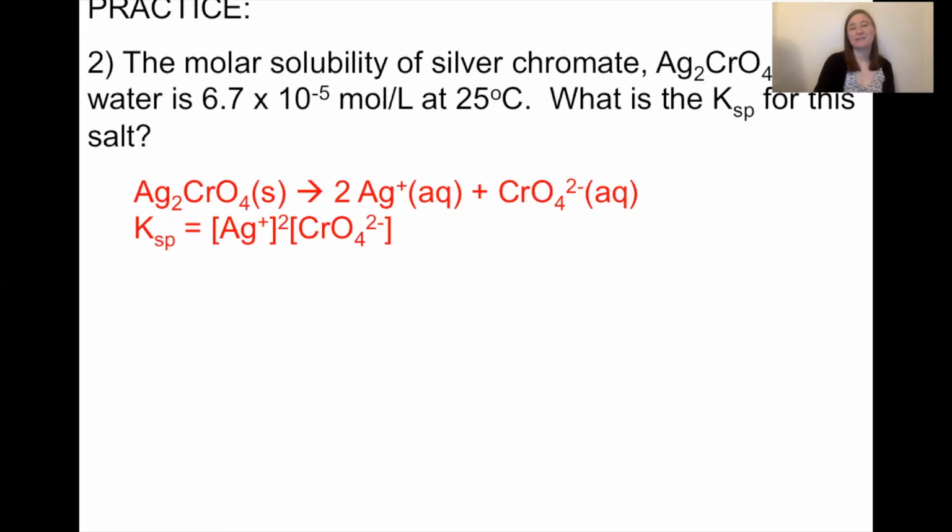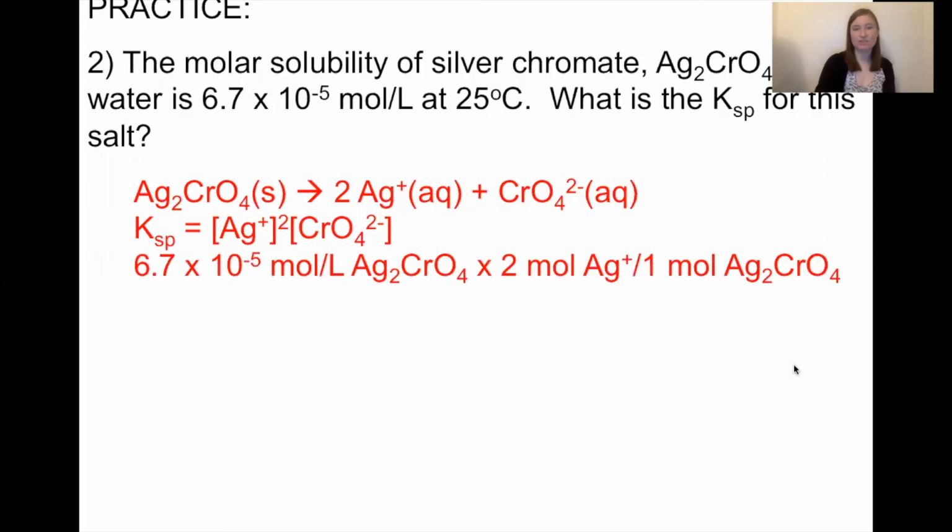The silver ion is getting squared, and then that 2 is going to show up again, because the solubility of silver chromate is 6.7 times 10 to the negative 5 moles per liter. Well, for every mole of silver chromate that dissolves, we get 2 moles of silver ions. And so the concentration of silver ions, right, is going to be twice the concentration of the dissolved silver chromate, right? So 1.34 times 10 to the negative 4 molar. I'm not rounding, because I want to get my final answer before I round anything.